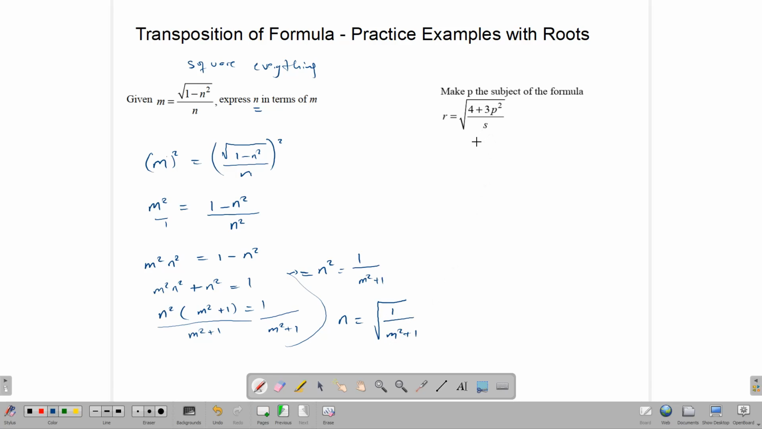In this question, our final question, we're going to make p the subject. Now notice in this question that everything is under the root sign. In this question, only the n was under the root sign. So when we squared both sides, the n got a square, while the 1 minus n squared was rewritten as just 1 minus n squared without the square root sign. All right, so we need to square both sides.